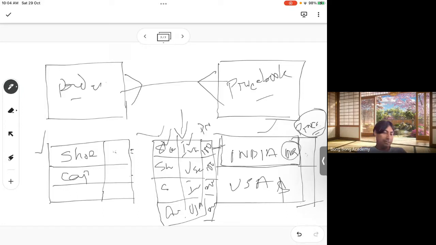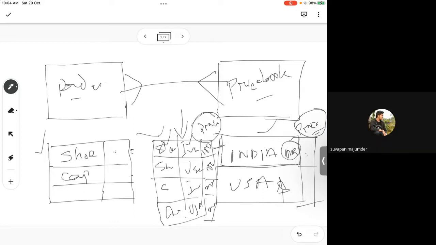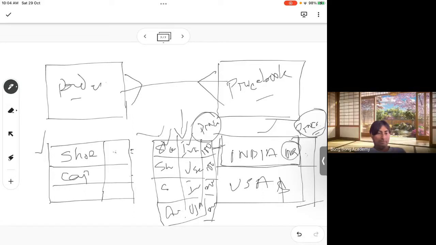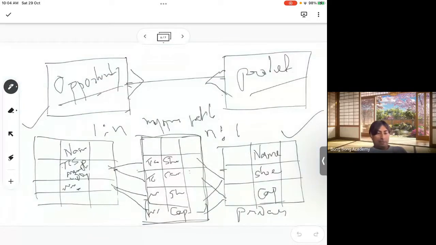So price is stored in this mapping table, and what should this table be called? Product price book, or price book product, right? But Salesforce does not call it product price book or price book product. It calls it price book entry. It's an exception to the naming convention. Please remember that. Price book entry.